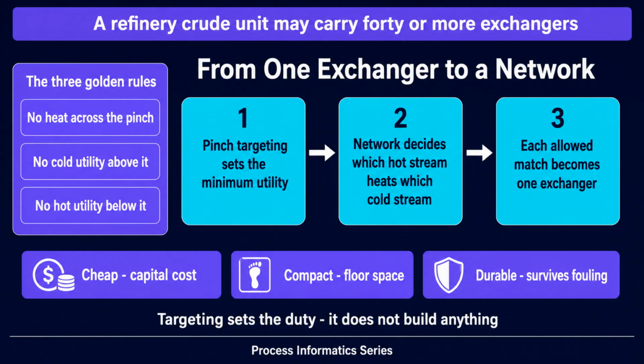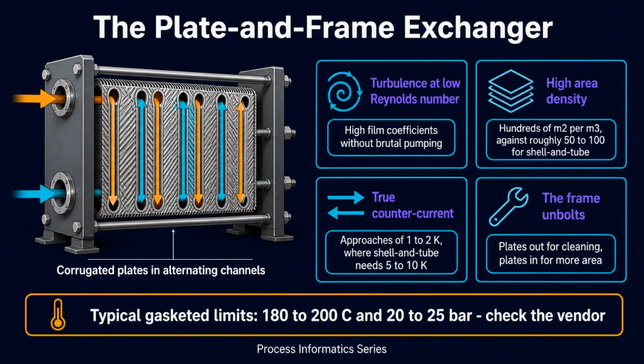Turning an allowed match into hardware is where this chapter lives, and the questions are relentlessly practical. How much surface, in what geometry, at what capital cost, surviving what fouling, and cleaned how often? Each match must be cheap, compact, and durable, and those 3 demands rarely point in the same direction. The shell-and-tube exchanger of Chapter 2 is the industry's default, not its optimum.